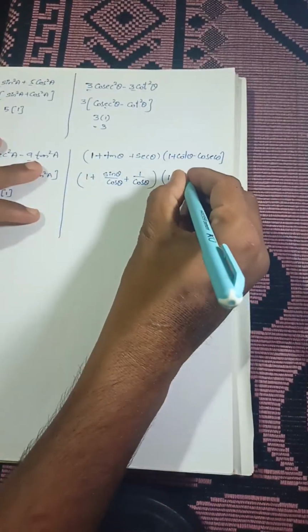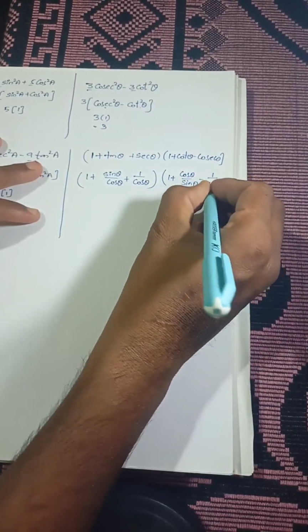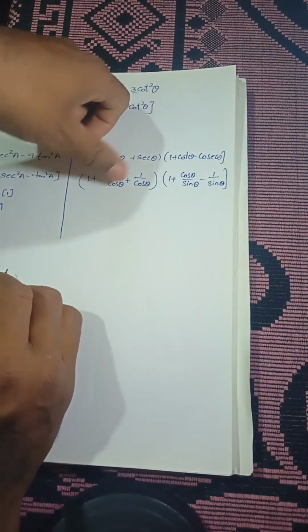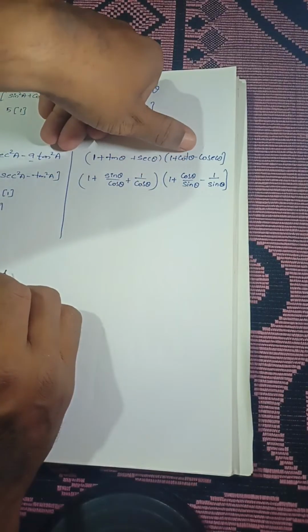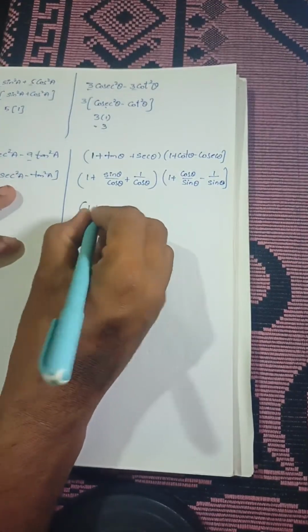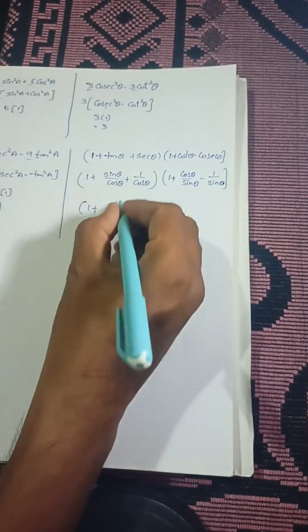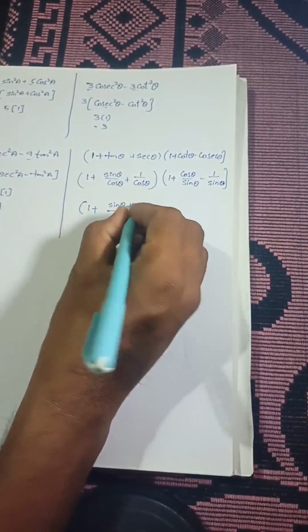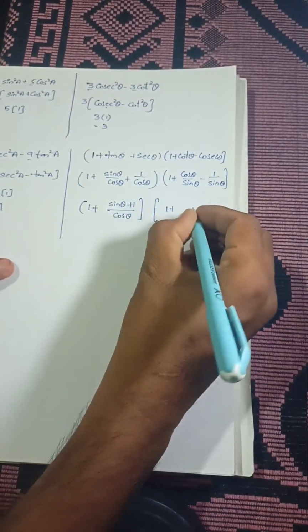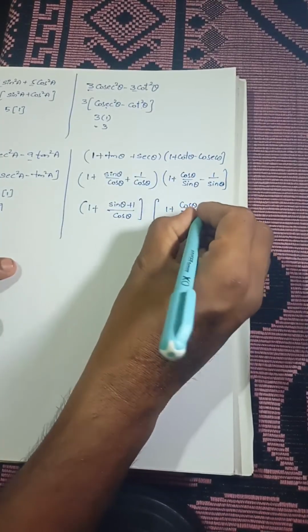1 plus, what is the cot theta? Cos theta by sin theta. Cosecant, the reciprocal, is 1 by sin theta. One more time: tan means sin by cos, secant means 1 by cos, cot means cos by sin, cosecant means 1 by sin. Now see, in the denominator we are having cos theta, the numerator is sin theta plus 1. Here, in the denominator we are having sin theta, the numerator is cos theta minus 1.